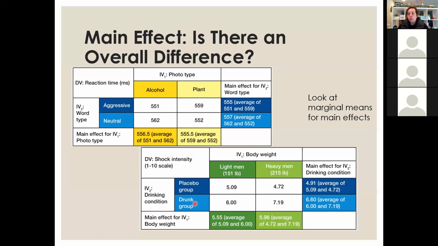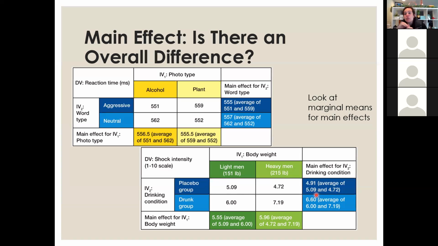The drunk group, you average these two values, 6 plus 7.19 gives you an average of 6.60. The placebo group's 4.91 is the shock intensity on a scale of 1 to 10. How does this look? Different. Increased. Yes, there is more of a significant difference here. Now, I know these are small numbers, but my scale's only 10.